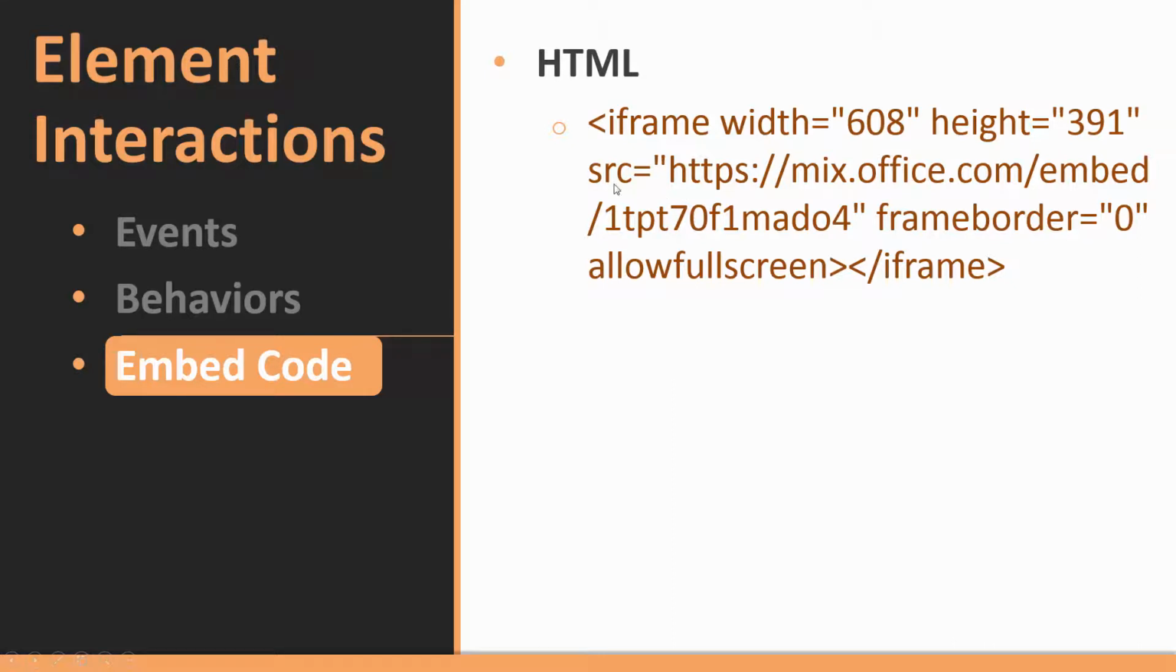The src attribute tells me where the content is, and so there's a web address. And then frame border, again, exactly what it sounds like. Do I want a border? No, I don't. So there's a 0 there. That parameter is set to 0. And allow full screen simply means that there's going to be a button that I can click on, or my learner can click on, and play the actual content full screen if necessary.